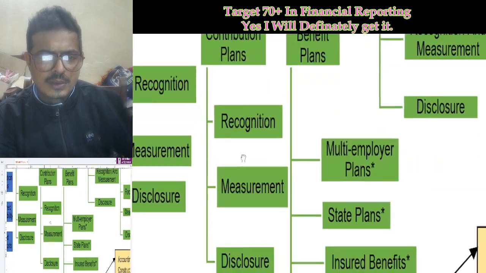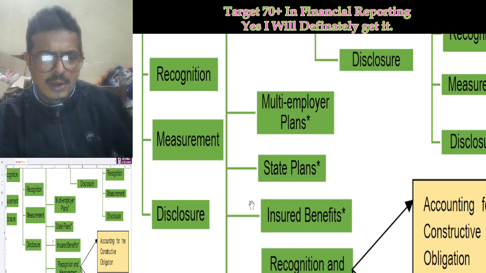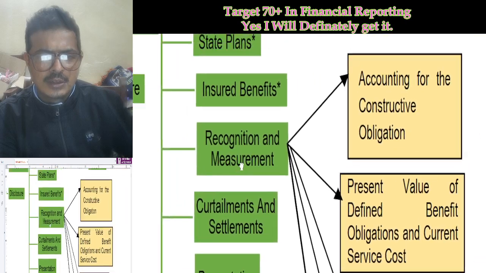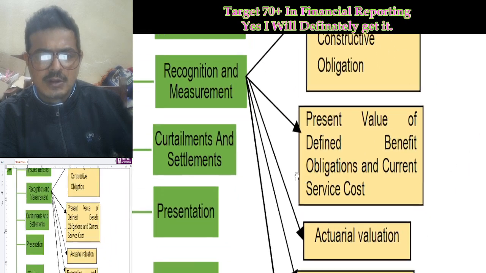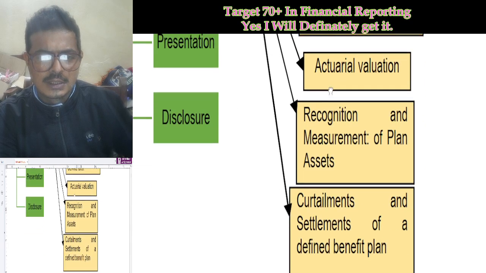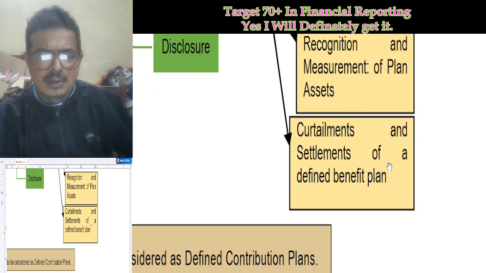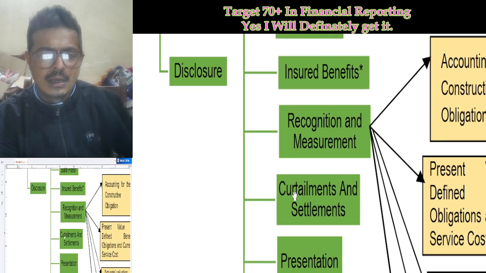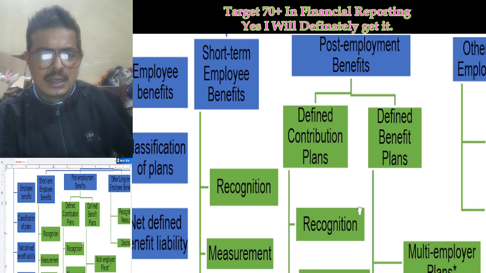Under defined contribution plans: recognition, measurement, disclosure. Under defined benefit plans: multi-employer plans, state plans, insured benefits, recognition and measurement. Under recognition and measurement: accounting for the constructive obligation, present value of the defined benefit obligations and current service cost, actuarial valuation, recognition and measurement of plan assets, curtailment and settlement of defined benefit plans. Again, curtailment and settlement, presentation and disclosure all come under defined benefit plans.